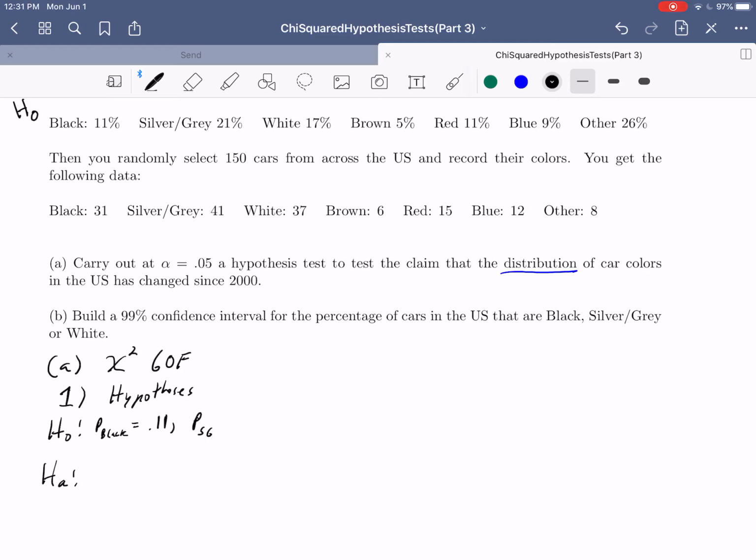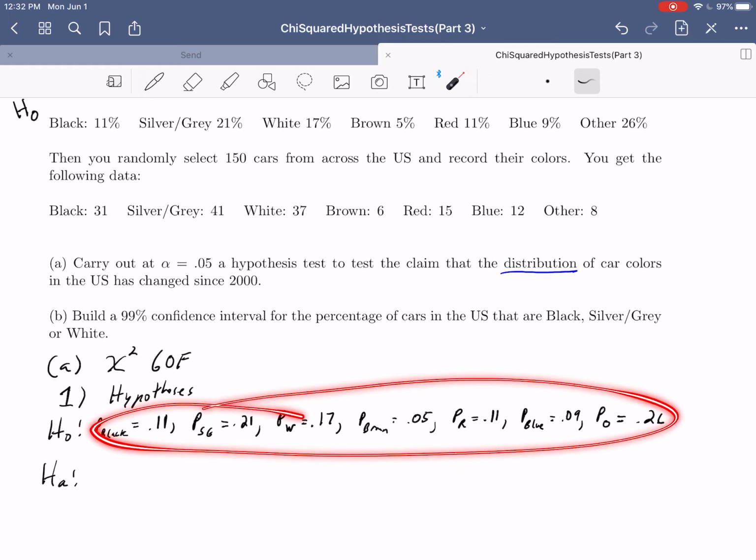Then p of silver and gray, that would be 0.21. P of white, which would be 0.17. P of brown, which would be 0.05, because that's 5%. P of red, which would be 0.11. P of blue, which is 0.09. And p of other, which is 0.26.